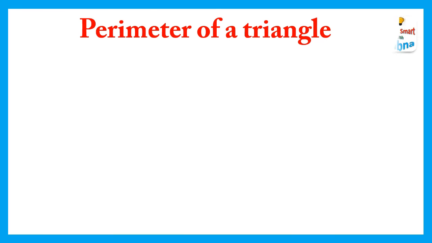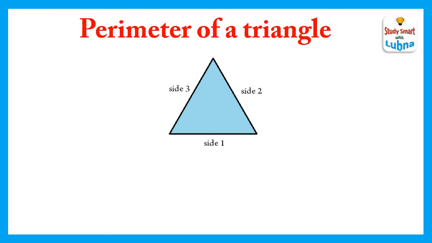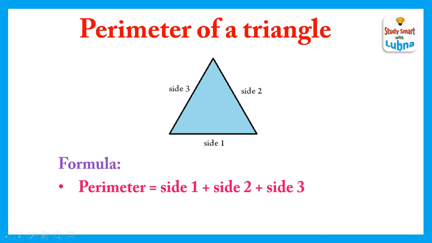Now how to find the perimeter of a triangle? Here you can see this is an example of a triangle. A triangle has 3 sides, side 1, side 2 and side 3. So how to find its perimeter? In order to find the perimeter of a triangle, we will add all these 3 sides, like side 1 plus side 2 plus side 3.